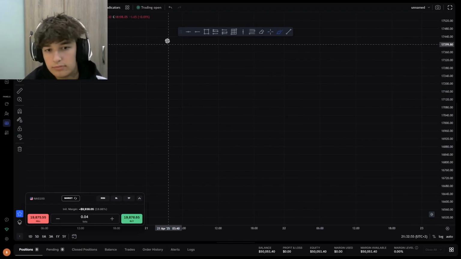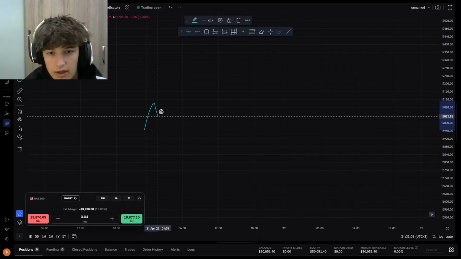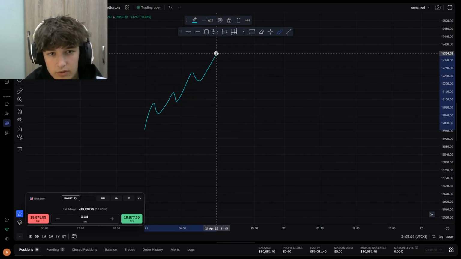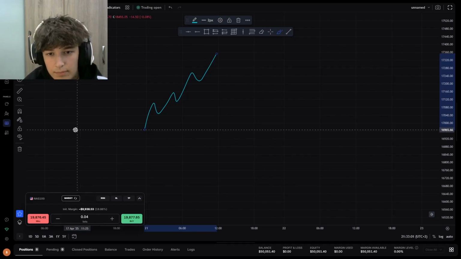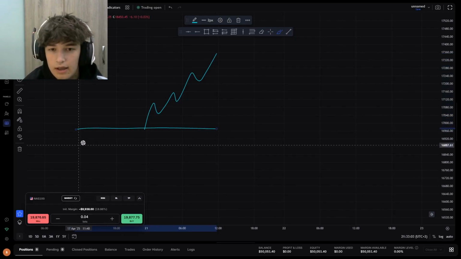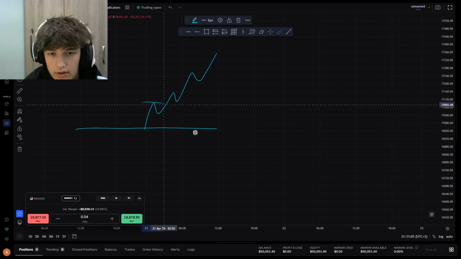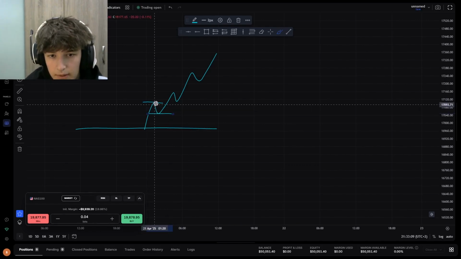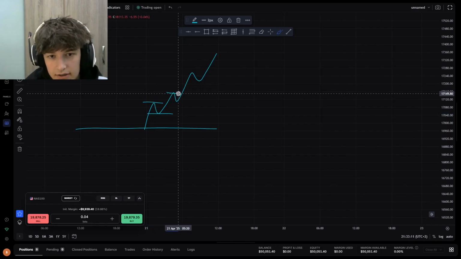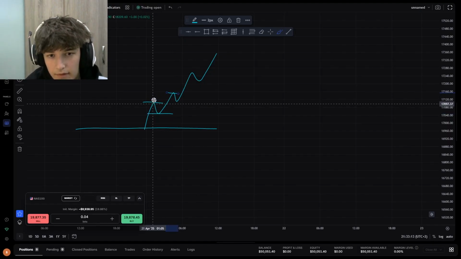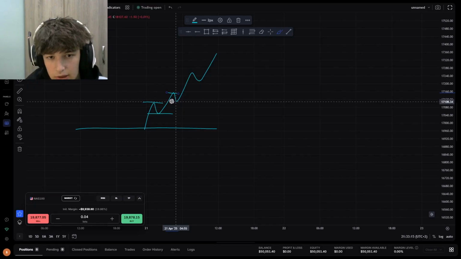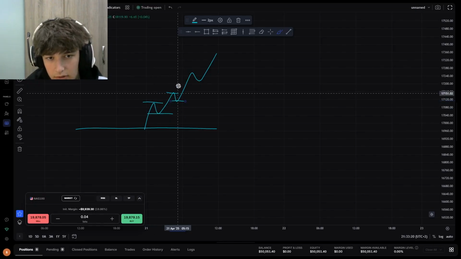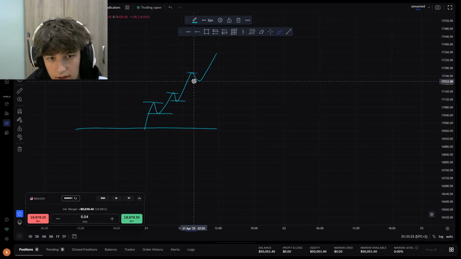So I will draw just a basic demonstration. This is something you will see. So maybe price starts from here and then we make a high right here, then a low under that, but then the next high is higher than the previous one, and this low that we make will be higher than the previous low. So we are just trending in an upward motion basically in the market.